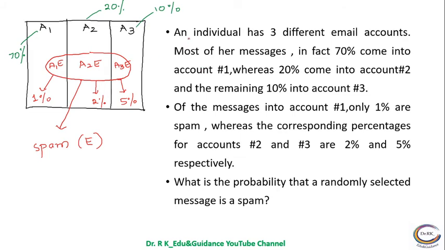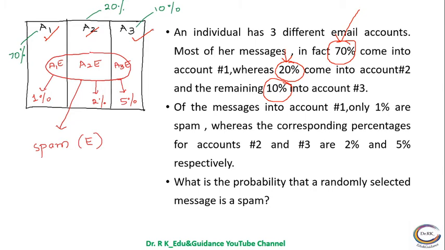To understand this concept, first we'll go through one example. Suppose an individual has three different email accounts: account 1, account 2, account 3. The first one is the primary account, maybe an office account, where most of the communication comes. The second is another account where 20% of the total mails come. The third account gets 10% of the mails. So if you see here, A1 gets 70%, A2 20%, A3 10%.